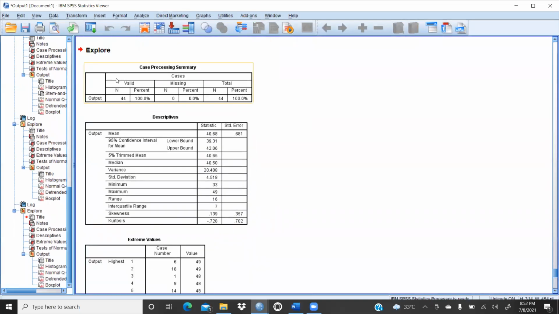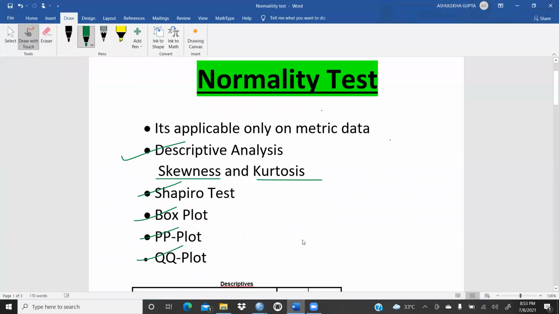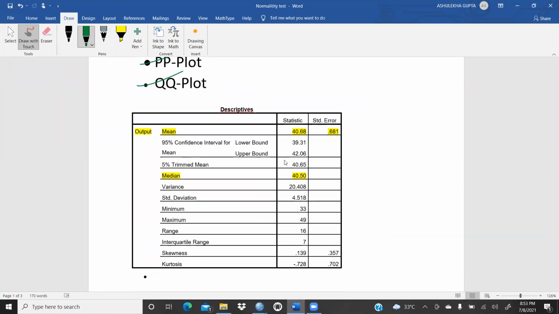In the output you could see the total sample size is 44, and there is not a single missing value in my data. Then we will copy these descriptives into my Word document, where I will explain them. I have copied the descriptives here.